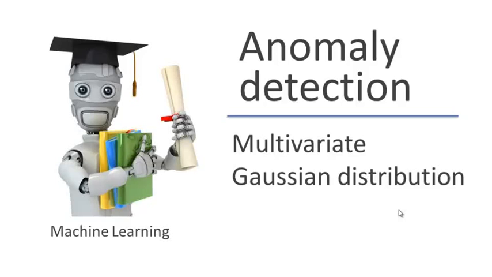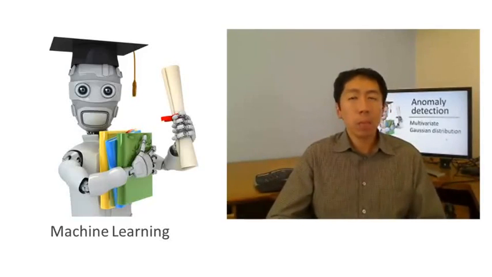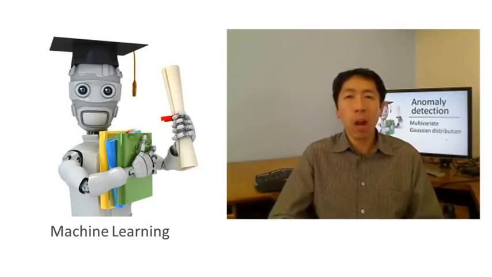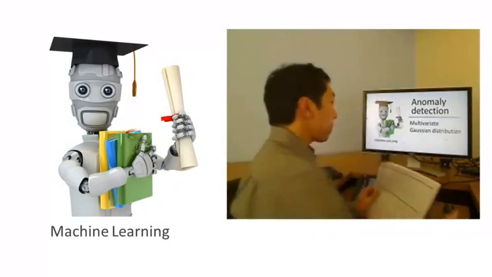In this and the next video, I'd like to tell you about one possible extension to the anomaly detection algorithm that we've developed so far. This extension uses something called the multivariate Gaussian distribution. It has some advantages and some disadvantages, and it can sometimes catch some anomalies that the earlier algorithm didn't. To motivate this, let's start with an example.